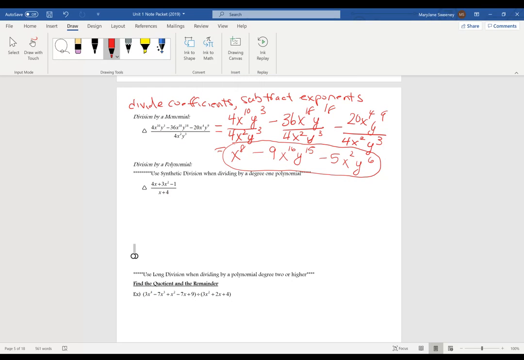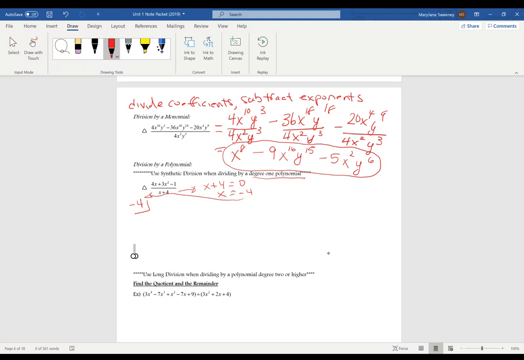Use synthetic division when dividing by a degree 1 polynomial. So since this is an x to the 1st, I can use synthetic division. I can put the negative 4 in the box. That's whatever makes this 0. So I'm saying x plus 4 equals 0. X is negative 4. That's what's going to come over here in the box.